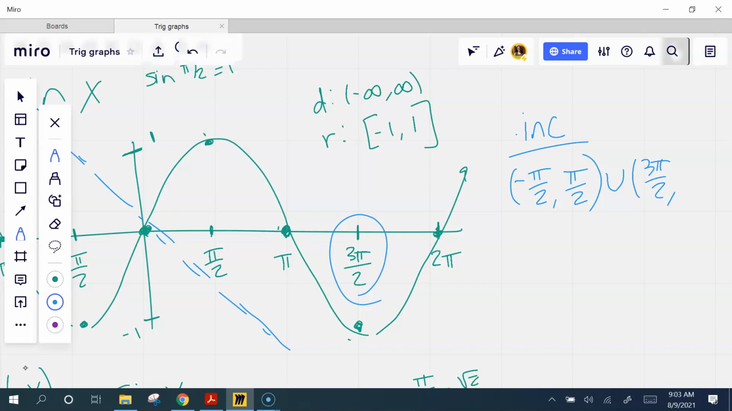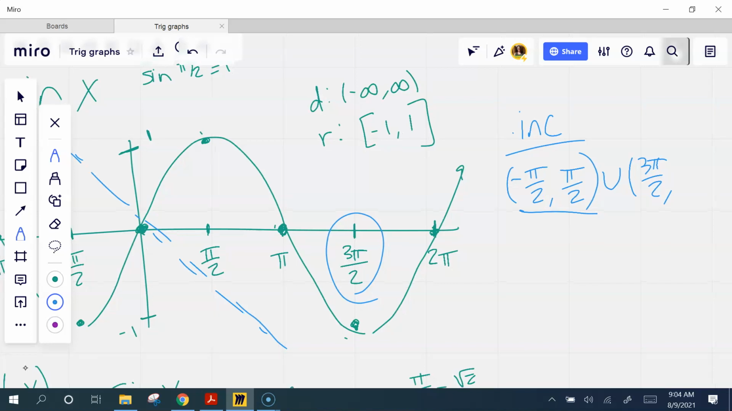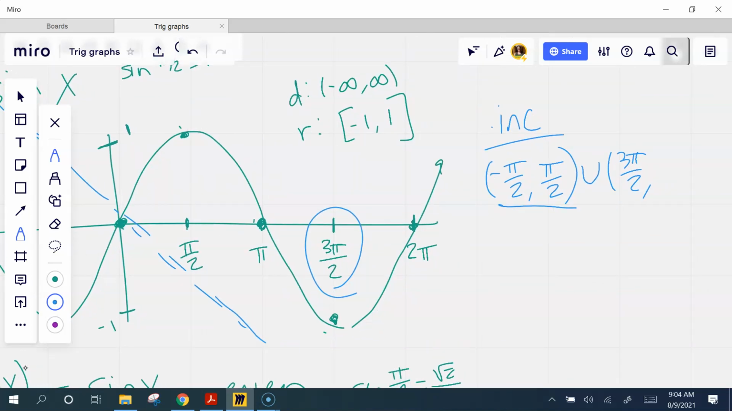Okay, so increasing means... I'm trying to think of how to explain it now without using calculus because we'll do this a lot with calculus. Just an upward movement. As you move left to right, is the function going up or going down? For increasing, you look at where it's going up, where it looks like it has a positive slope. So here we're going to go 3 pi over 2. Where does it stop increasing here? And pi.